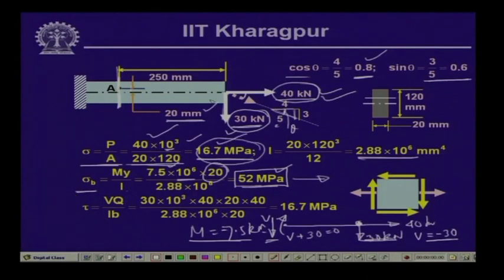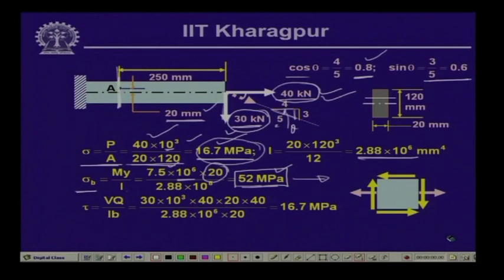the axial pull. So, the total stress that we have because of the bending and the normal stress is equal to 68.7 megapascal. So, this is the value of the normal stress sigma. Let us call this sigma x, that is in the x direction. Now, in the y direction we do not have any normal stress.